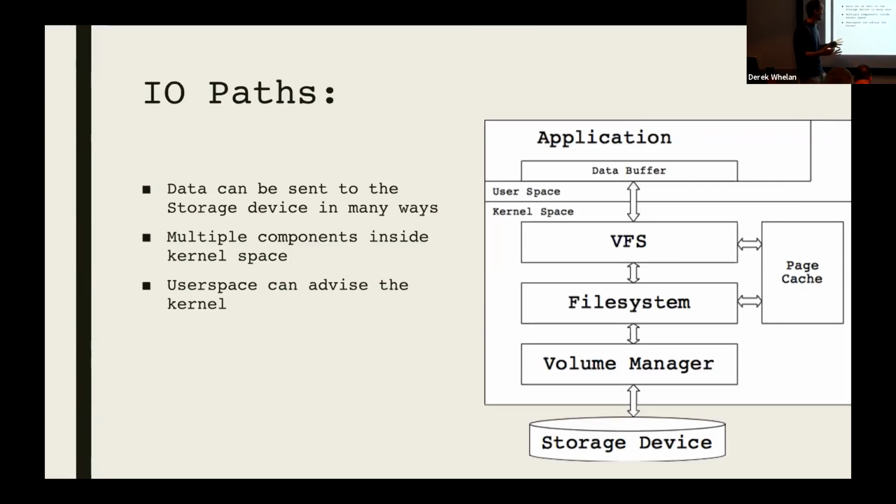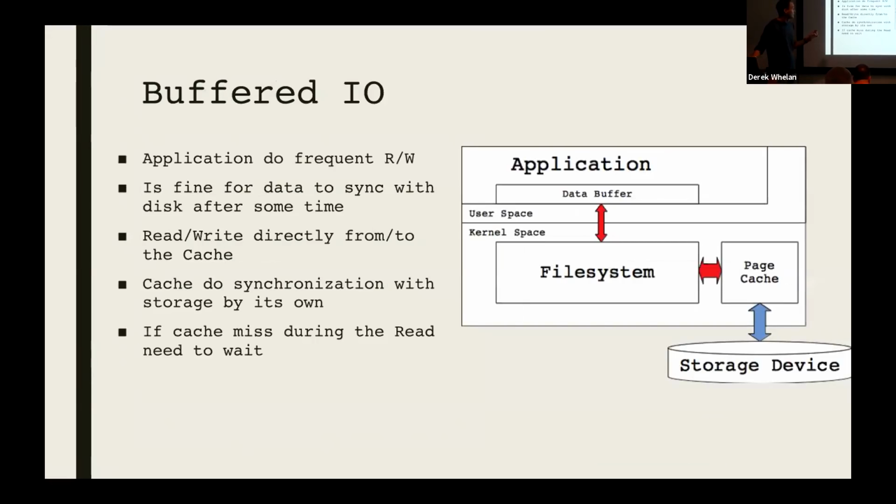As a user, we can have different patterns for how we would like to access our storage media. First, buffered IO, really quickly. In buffered IO, we assume the application is doing frequent reads and writes. It's okay for the application if we do not write directly to the storage, we just write to the page cache. This is the write-back pattern for a cache: you write data to the cache, and after some time the cache writes the data back to the storage device. We are okay if something goes wrong and we lose it. That's a design decision, because we would like to have performance.